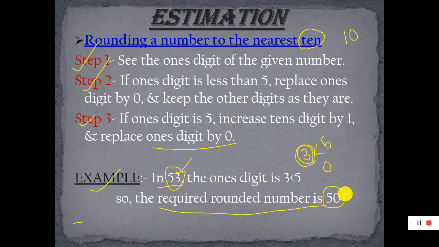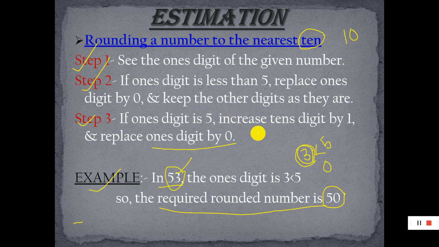These are the three steps. You can remember these steps, so you can easily write the nearest 10. The first step is to see the ones digit of the given number. If the ones digit is less than 5, then you replace the ones digit by 0 and keep the other digit the same.